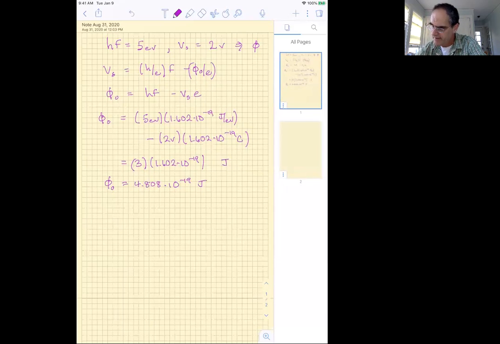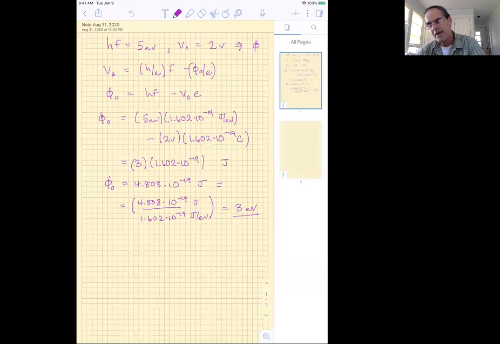So it's convenient to rewrite this in terms of electron volts. And to do that, we're going to divide this quantity by 1.602 times 10 to the minus 19 joules per electron volt. And then the answer will come out in electron volts. And oh, it comes out to be 3 electron volts. Nothing wrong with that. We're all done.